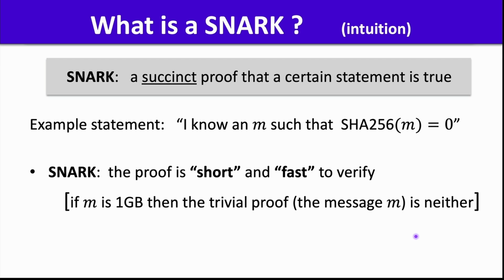Now, the interesting thing is, if the message M is a huge message, let's say M is a gigabyte long message, the trivial proof that I know M is simply to send the message M over to you, and then you can verify that SHA-256 of M is equal to 0. The problem with this trivial proof is that, A, the proof is not short. It would be a gigabyte long if the message happens to be a gigabyte long. And it's also not fast to verify because the verifier has to hash the entire message to verify that it's equal to 0.